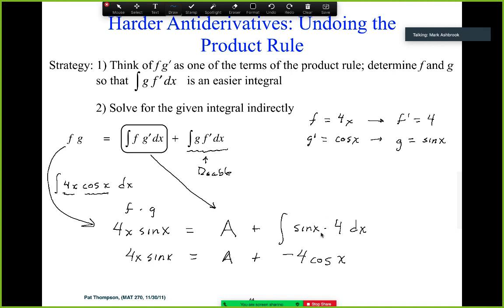The antiderivative of sine x is negative cosine x, and so we've got it. All we have to do is add 4 cosine x to both sides. So our answer is 4x sine x plus 4 cosine x, plus C.